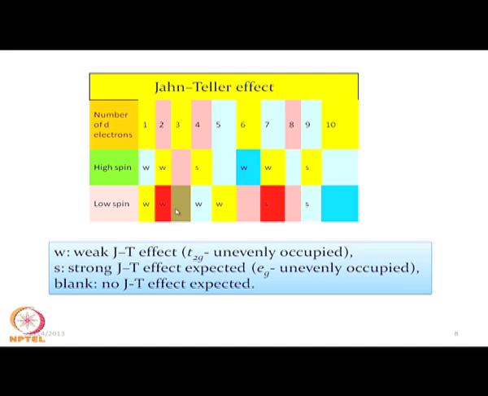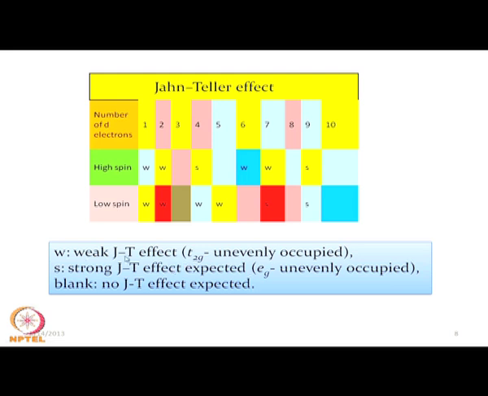Where the entries are not there, we do not expect any Jahn-Teller effect. For other cases, we have the low spin 3d7 system, which is cobalt 2. So, cobalt 2 also can give rise to a strong Jahn-Teller effect, and the high spin d4 system. So, these are the cases: 3d9, 3d7 and 3d4 situations where we can have a strong Jahn-Teller effect.